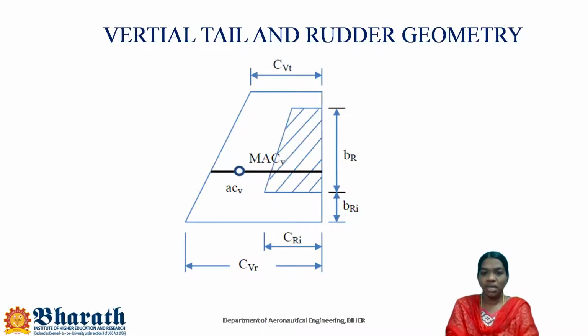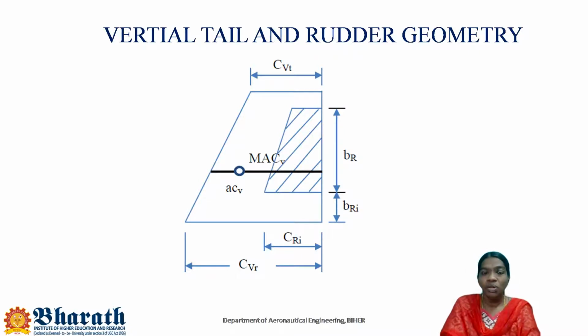So there are 5 parameters to design a rudder. The first one is the chord of the rudder, the next one is the area of the rudder, the third one is the span of the rudder, the fourth one is the maximum rudder deflection, and the fifth one is the location of the inboard edge of the rudder. The location of the inboard edge of the rudder is this BRI. And you know that, right? So the chord of the rudder, the span of the rudder, BR indicates the span of the rudder, the area of the rudder, and the maximum deflection of the rudder.